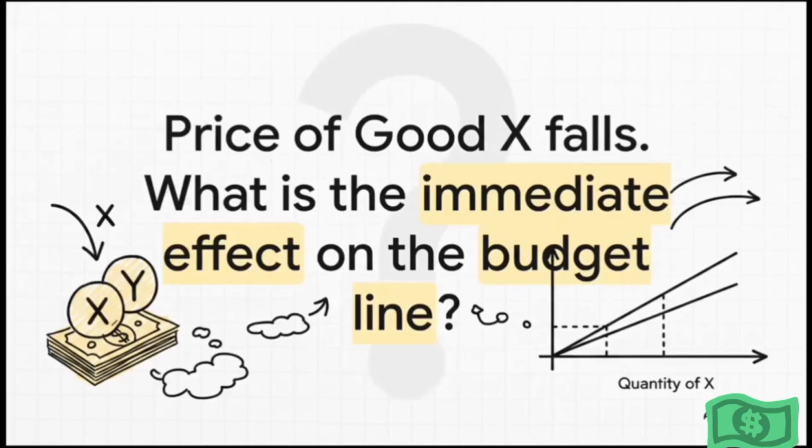All right, let's wrap up with a quick question to see if you got it. A consumer is in equilibrium. Suddenly, the price of good X falls. What's the immediate effect? Think about it. Your income hasn't changed, and the price of the other good hasn't changed. But you can now afford more of good X. So the budget line will pivot outwards from the Y-axis. The correct answer is B. This pivot is what allows you to reach a new equilibrium on a higher indifference curve. Make sure you practice these kinds of application questions.